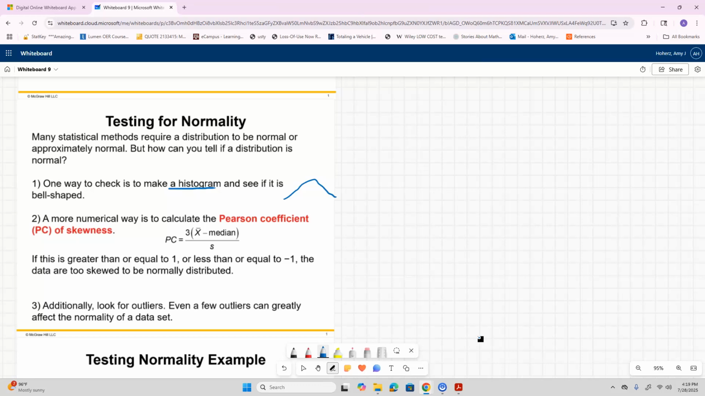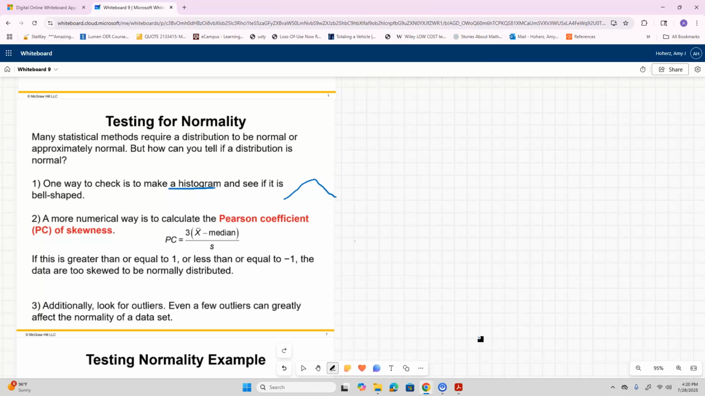Remember, when something is skewed, that pulls the mean away from the median. So if you have skewed data and the median is up here, then the skewness would pull the mean down below that. So we're going to use this Pearson coefficient to determine how far away the mean and the median are from each other. Are they significantly far away from each other? And that will help us determine.